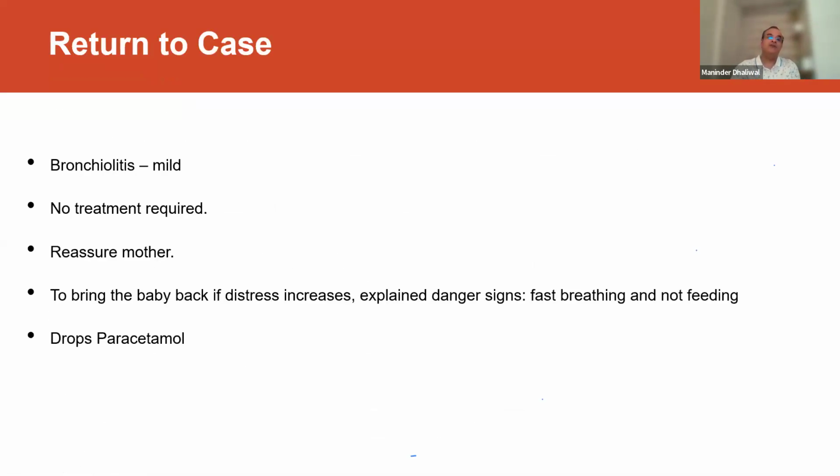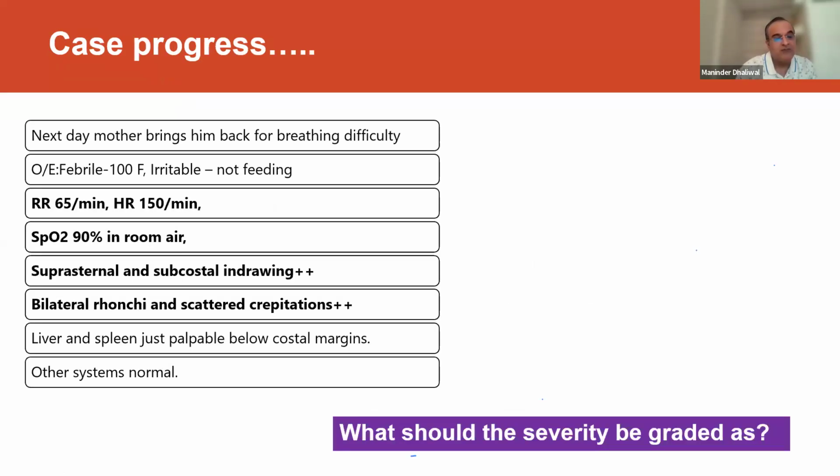So all three. Now, in this patient, bronchiolitis was mild. I definitely sent the patient back, giving paracetamol, reassured the mother, and explained to her the danger findings of fast breathing and not feeding. And we sent the patient home. Next day, mother brings the patient back with irritability, not feeding. The saturation is 90%. There are intercostal retractions, and you can see crepitations happening.